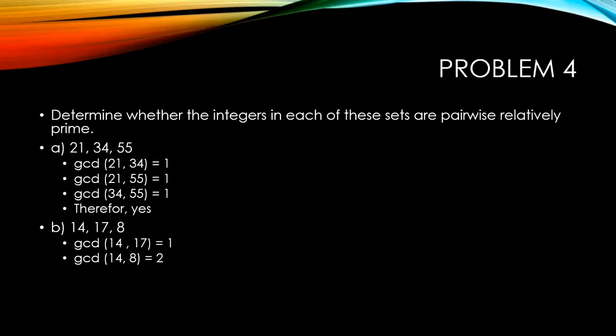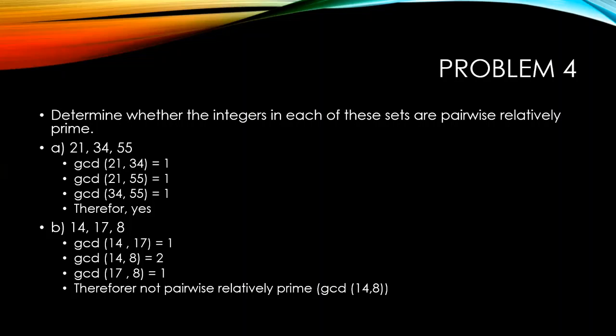Based on 14 and 8, the given is already considered not pairwise relatively prime since it already failed in the combination of 14 and 8. Okay, but just to check, the GCD of 17 and 8 is 1. Again, 14, 17, 8 is not pairwise relatively prime because of the GCD between 14 and 8.